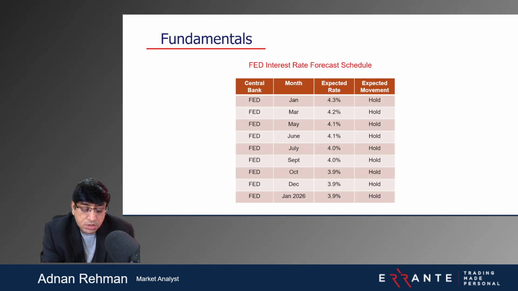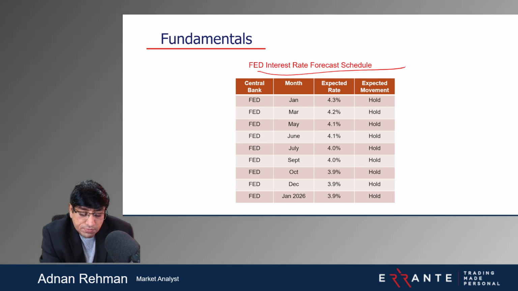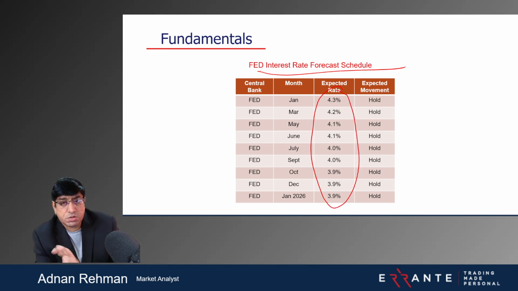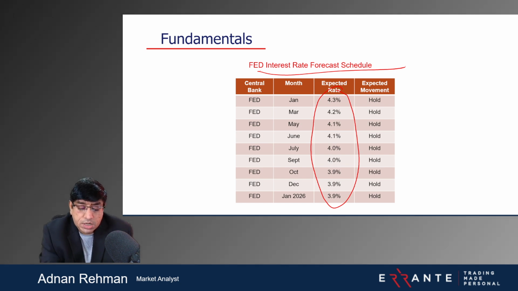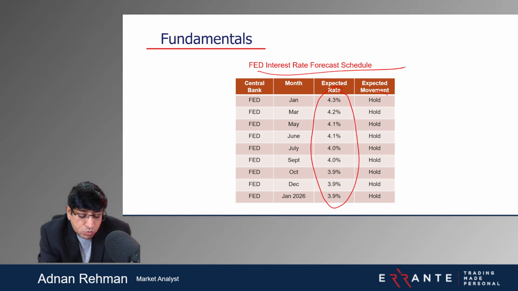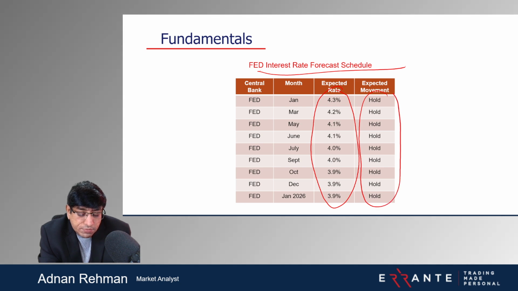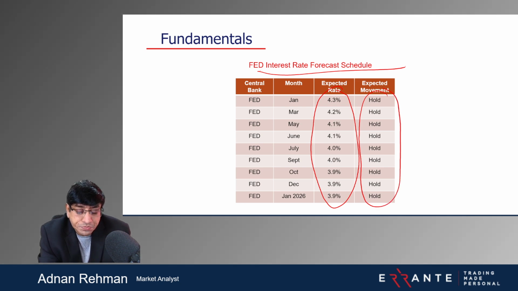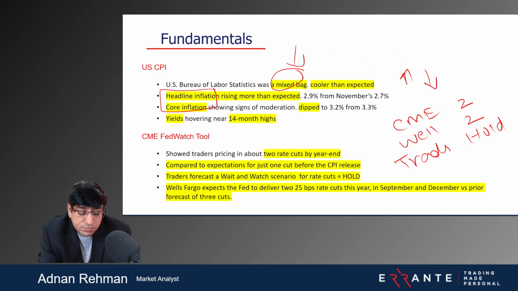Now let me explain. This is the chart of the schedule of the Federal Reserve. You can see the expectations are that it will remain at this 3.9 or 4% threshold, on the 4 line. And what is expected? The move is that overall it's a hold scenario. That is why I have used the words mixed bag over here.